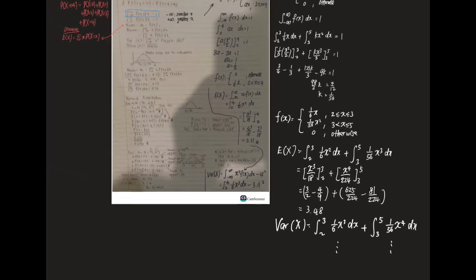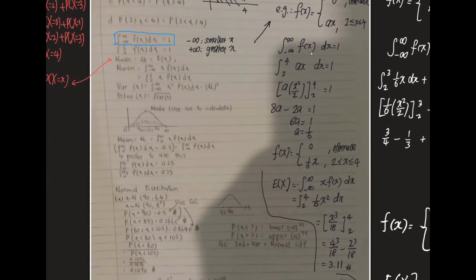And then you can get the variance. Now, standard deviation: we square root the variance. You square root the variance, you get the standard deviation. Of course you have to find the variance first, then only you square root.